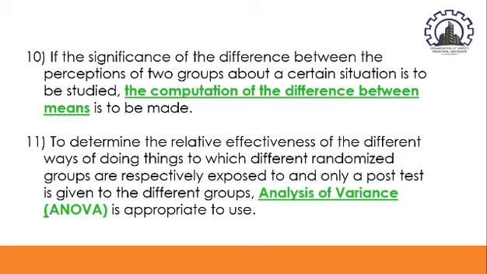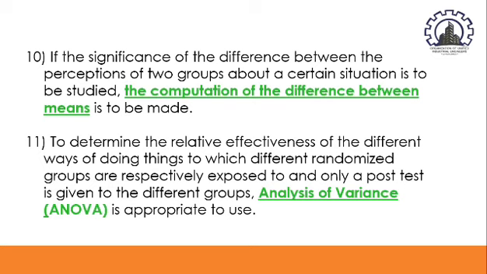And number 11, to determine the relative effectiveness of different ways of doing things to which different randomized groups are respectively exposed, and only a post-test is given to the different groups, analysis of variance, or the ANOVA, is appropriate to use. For example, a teacher wants to find out the relative effectiveness of the following methods of communication: pure lecture, lecture demonstration, recitation discussion, and seminar type of instruction in science. Four groups of students are formed randomly and each assigned to one method. The four groups study the same lessons and after a certain period are given the same test. By analysis of variance, the relative effectiveness of the four methods will be revealed. If the four groups are given a pre-test and a post-test, then the analysis of covariance is utilized, all right?